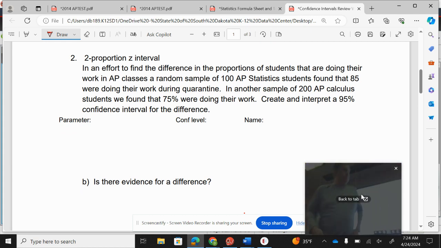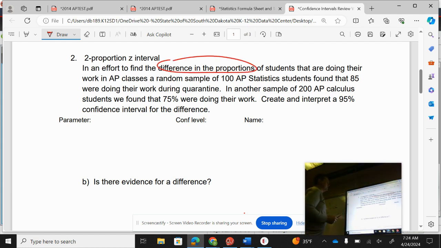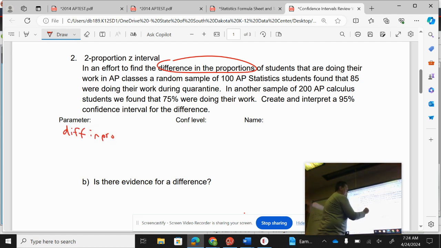Okay, this one, in an effort to find the difference in proportions, that's the difference in proportions of students that are doing their work in AP classes. So what's our parameter? Difference in proportions of AP Stats and Calc doing work.